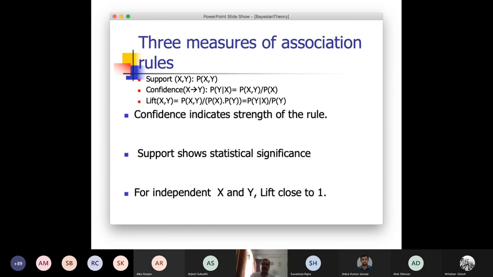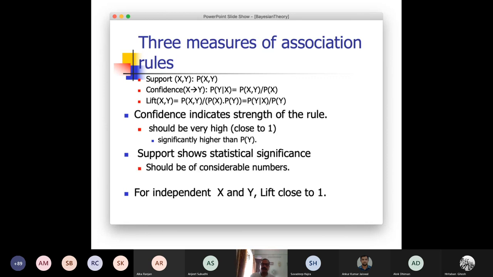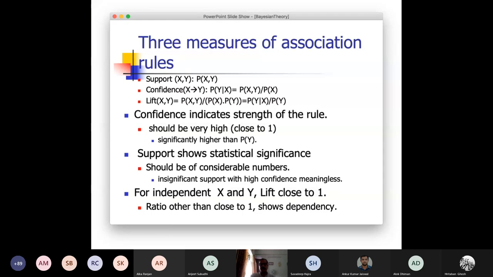So these are the implications: confidence indicates the strength of the rule, which should be very high, and it should be significantly higher than the probability of y. Support shows statistical significance, so it should be of considerable numbers, right? So insignificant support with high confidence is meaningless. And for independent x and y, lift is close to 1. So a ratio other than close to 1 shows dependency.